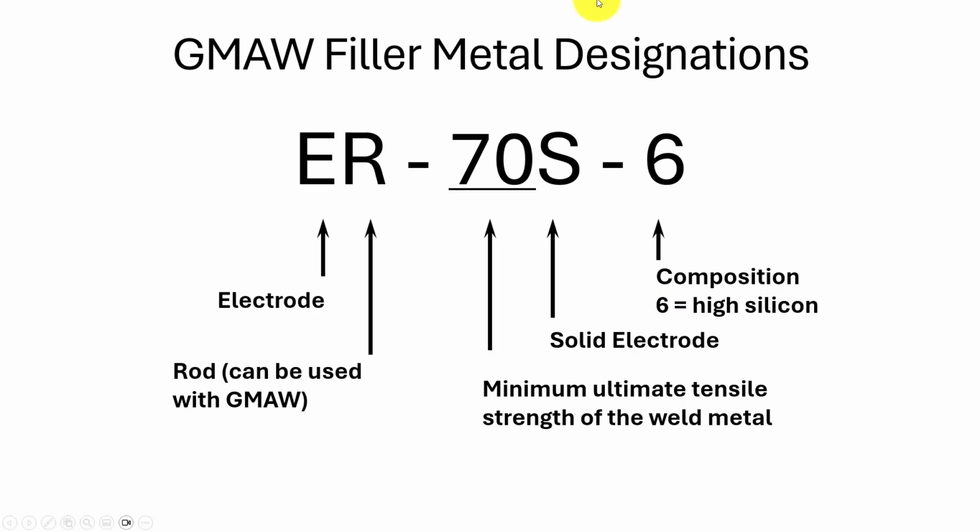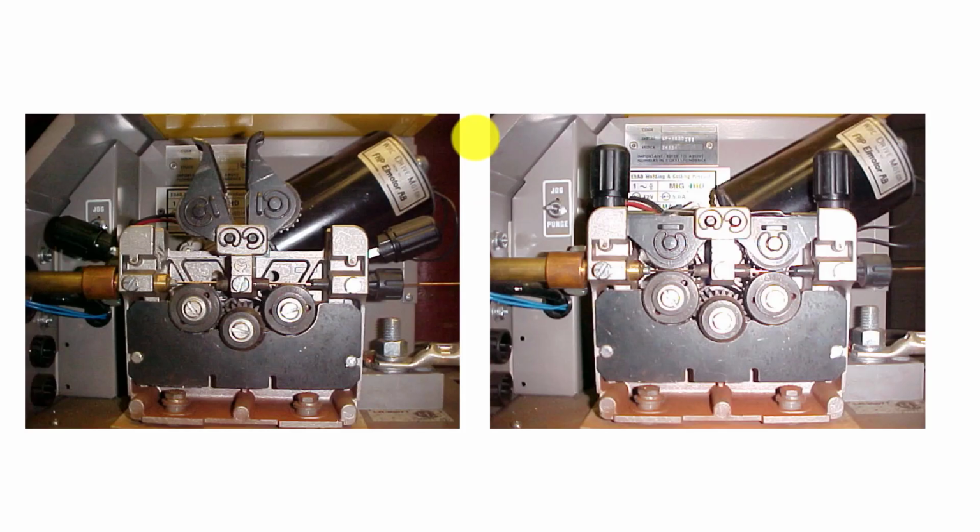Let's see here. The filler rods on this are going to have an ER, so electrode rod, and the 70 representing, again, the minimum tensile strength of that weld filler rod that we would have on there. And that's gas metal arc welding, GMAW. Here's our feed mechanism where we can come in here and lock these feed mechanisms and push that wire through there. It just gives you a close-up of that mechanism.